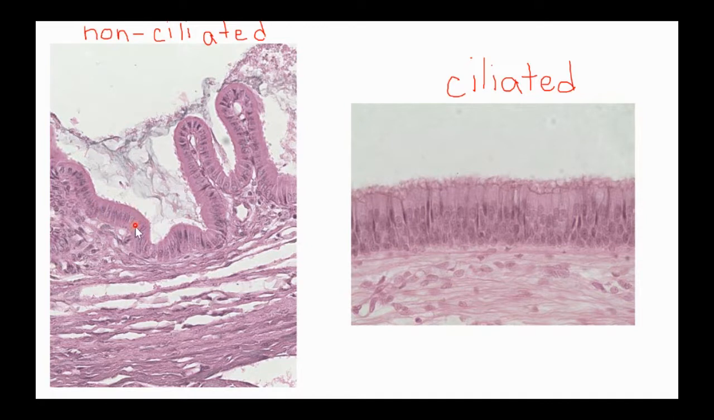Check to see if the nuclei are all in one row. If they're all in one row, that's simple. If they're all over the place, that's pseudostratified. And the ciliated or non-ciliated word comes from those eyelashes. Is it eyelashes or is it peach fuzz? That's how I get those words.